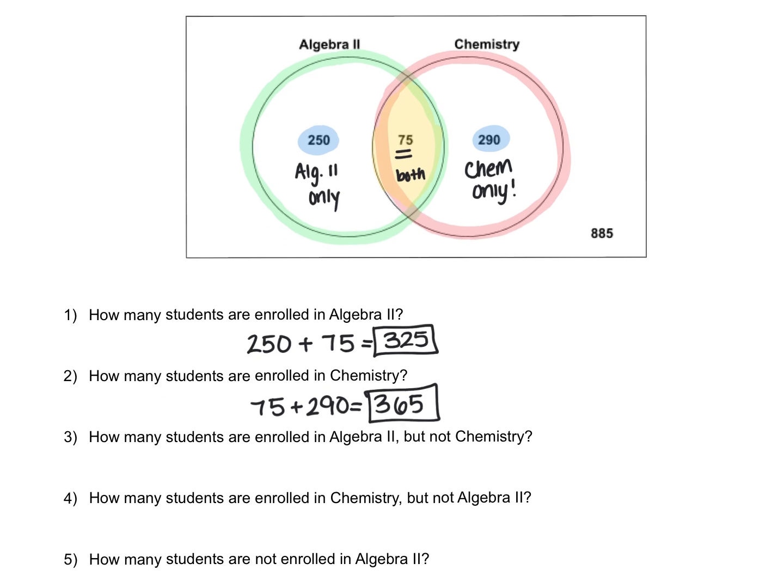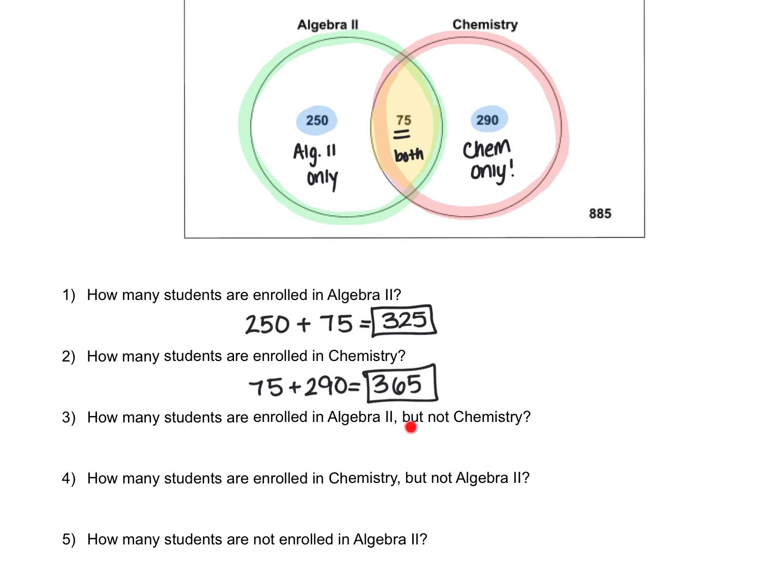So let's see if that helps us answer the questions. So how many students are in Algebra 2 but not chemistry? That's this 250. How many students are enrolled in chemistry but not Algebra 2? That would be this 290. And then how many students are not enrolled in Algebra 2? All right, that one's a little different. So not enrolled. So that means everything but this circle. So all of these people in here are enrolled in Algebra 2, the 250 and the 75. So the 290 are the people that are in chem only, and this 885, that's new.